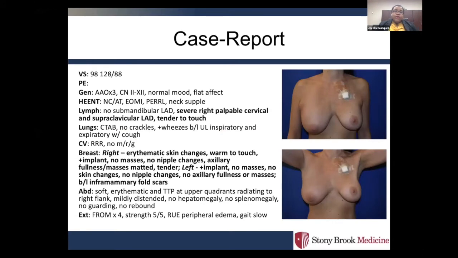Her vital signs were unremarkable on physical exam. Notably, she had right erythematous skin changes on the affected side. There were no palpable masses and no nipple discharge. However, her axilla was full, matted, and tender, as seen in the picture above. In comparison, the left axillary area showed no fullness, masses, or skin changes.